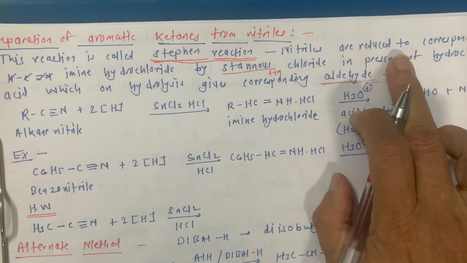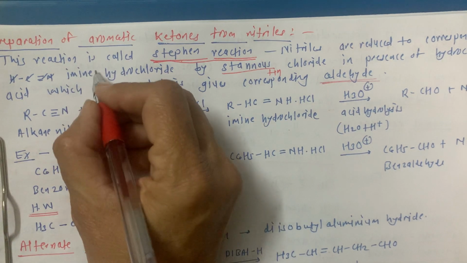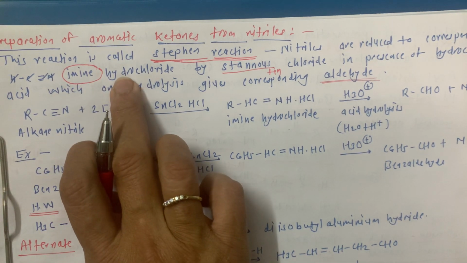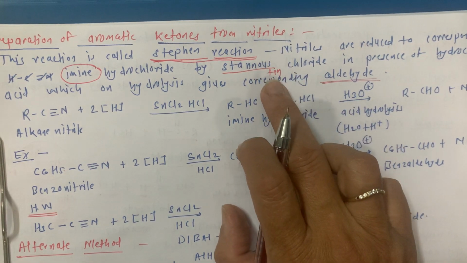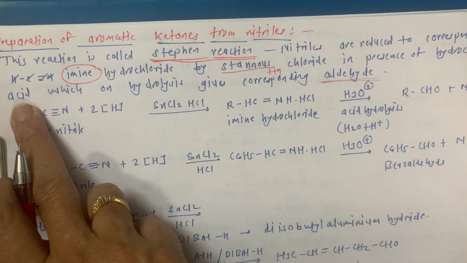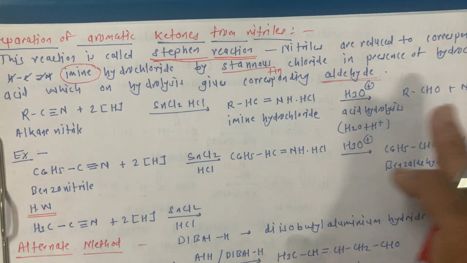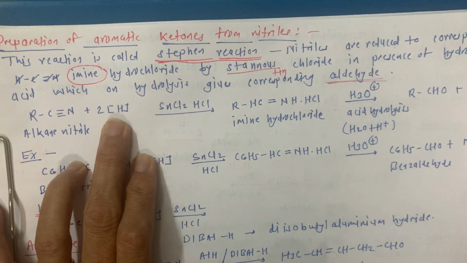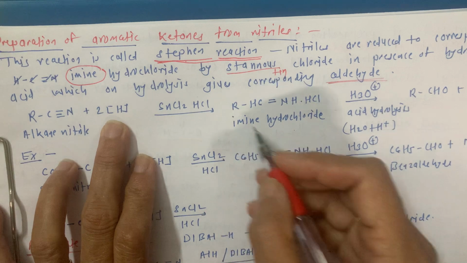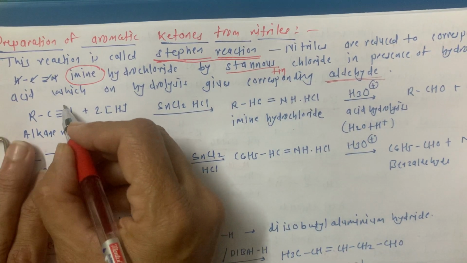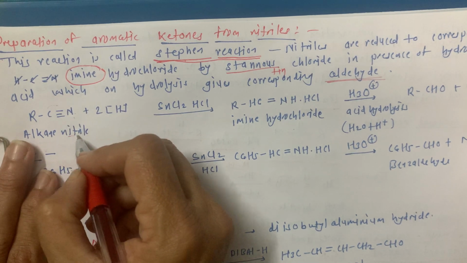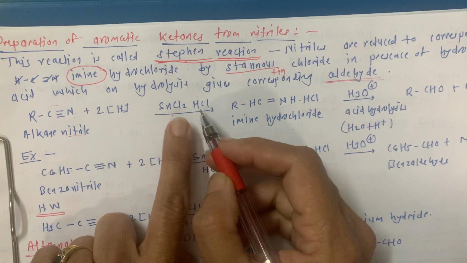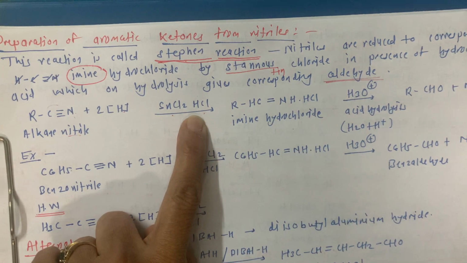Nitriles are reduced to the corresponding imine. This is something new again. This is the 12th standard. We have to study something higher than 11th standard, and this is the imine hydrochloride by stannous chloride. Stannous is also known as tin, in presence of hydrochloric acid, which on hydrolysis gives the corresponding aldehyde. Means what? This is again a two-step reaction. In the first step, this is the nascent hydrogen. So here it is a reduction reaction, and this alkane nitrile, R-C triple bond N, or nitrile or cyanide, is treated with two nascent hydrogens in presence of stannous chloride or tin chloride with hydrochloric acid. Then what is going to happen?